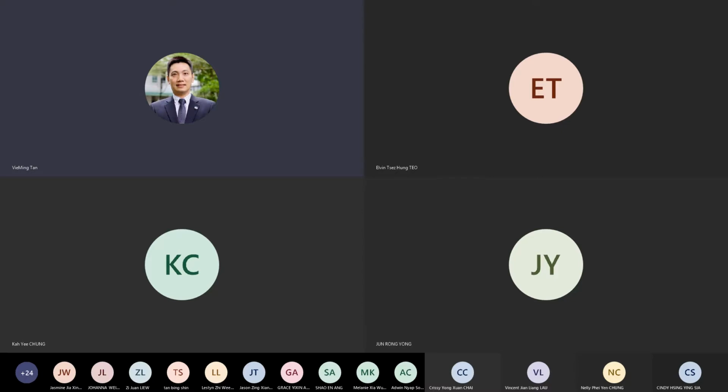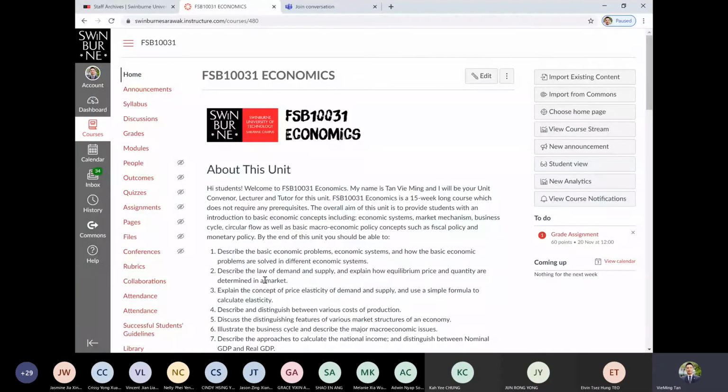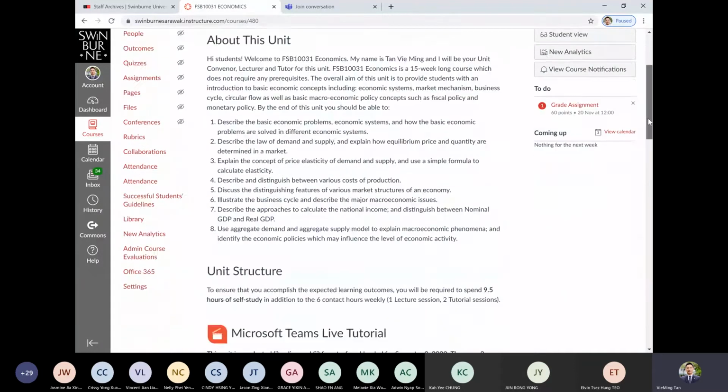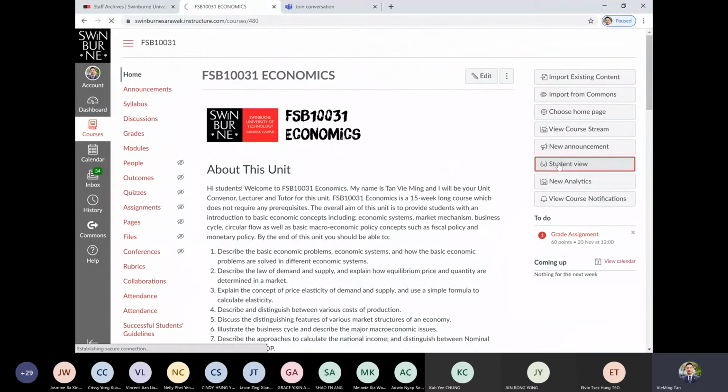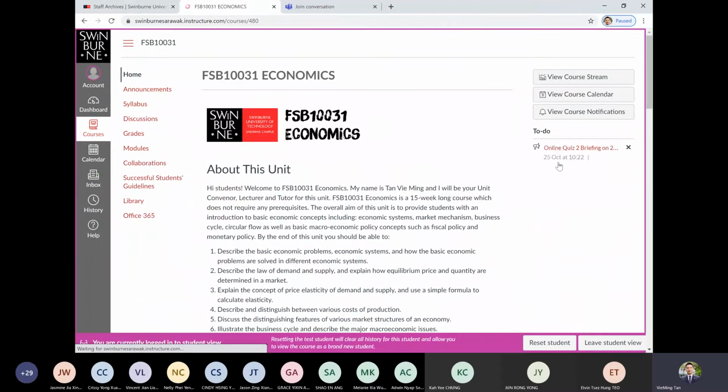Okay, you have to go to Canvas again. I think I'll use the student view so that you can see the whole thing better. As a student, you can click on the syllabus button, which is on the left-hand side of the panel control, under the announcement. Click on the syllabus.